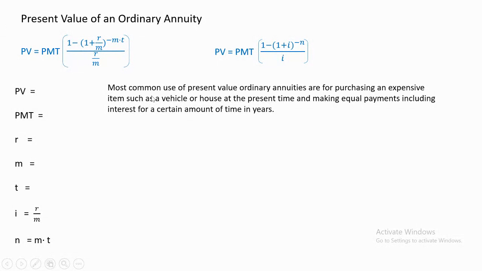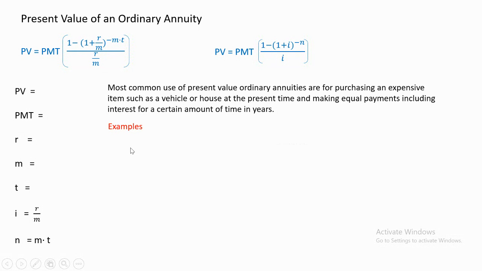Here are scenarios of what they're used for. The most common uses of present value ordinary annuities are for purchasing an expensive item such as a vehicle or a house. As students, these are the most important and the most expensive investments that we're going to make in our lifetime. We always want to buy a new car. We always want to buy a new house. So this formula will help you understand your payments and how much extra money you're going to be paying and all that stuff.